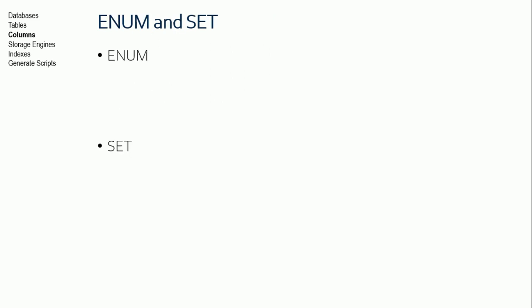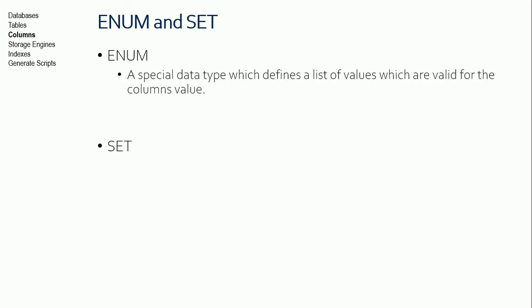There is also a special data type in MySQL and MariaDB: enum and set. What an enum is, it's a special data type which defines a list of values that are valid for the column. You're going to see in our example where using enum might actually make sense for some of our tables. We're not going to do it in this particular exercise because it would be a little bit more work to do that, and I want to try to keep things as simple as I can.